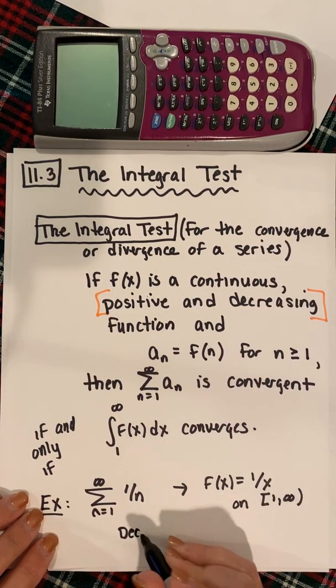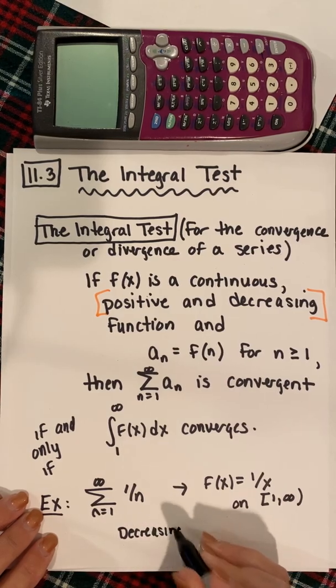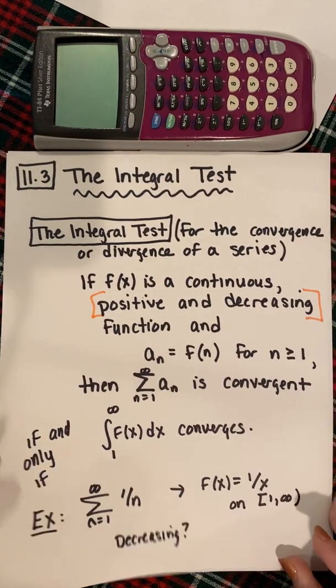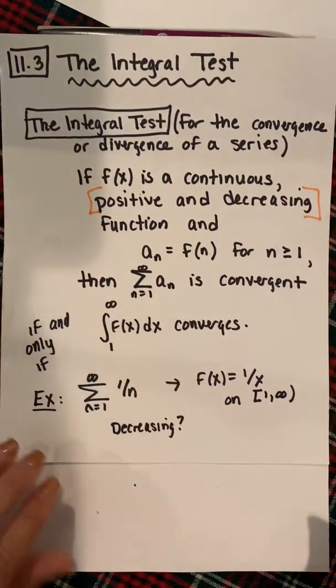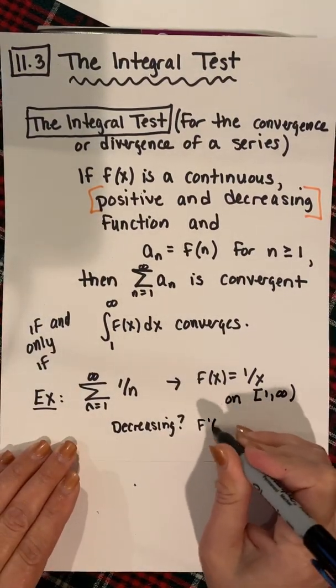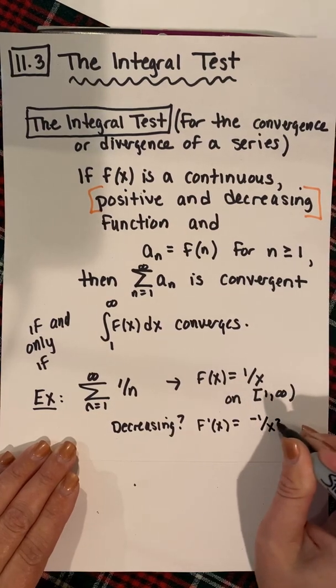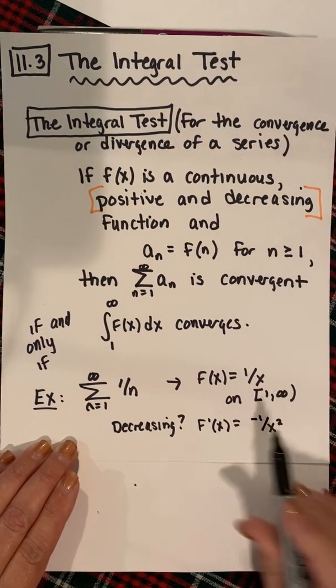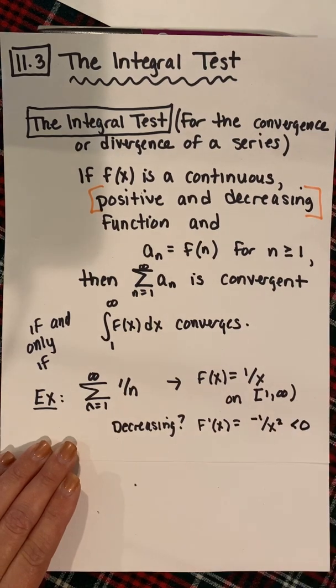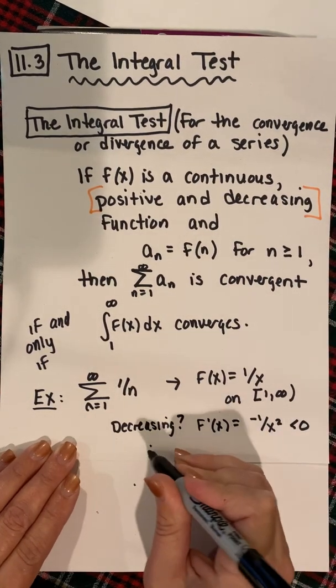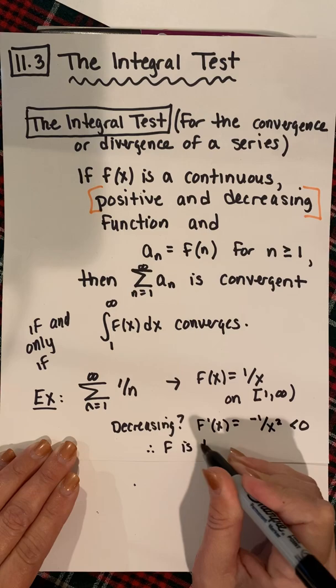Decreasing. Okay, well, we can look at the graph, but that's not using calculus to determine that this is decreasing. So what I'm going to do is just simply take the derivative, and the derivative of 1 over x is negative 1 over x squared. X squared is always positive, negative 1 is always negative, so therefore the derivative is always negative, so therefore f is decreasing.